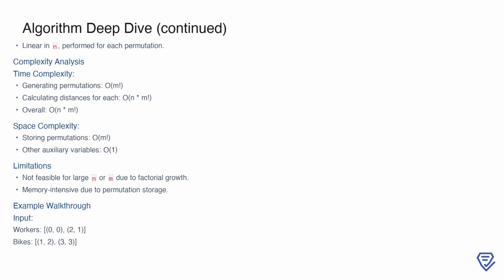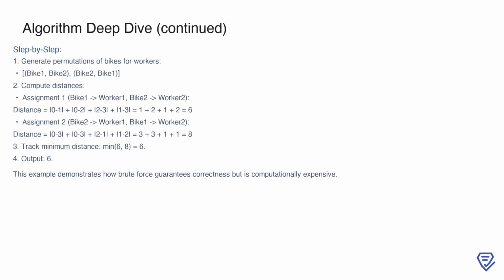To better understand the mechanics of this algorithm, let's look at an example. Suppose we have two workers at coordinates (0, 0) and (2, 1), and two bikes at coordinates (1, 2) and (3, 3). We'll walk through how we generate permutations, calculate distances, and determine the optimal assignment. For the given input, the first step is to generate all permutations of bike assignments for the two workers. The possible assignments are worker 1 takes bike 1 and worker 2 takes bike 2, or worker 1 takes bike 2 and worker 2 takes bike 1.